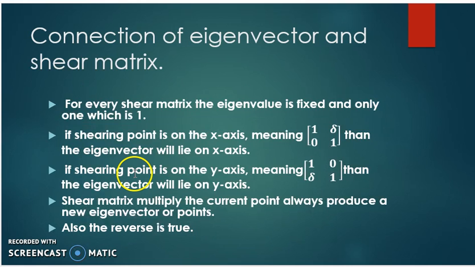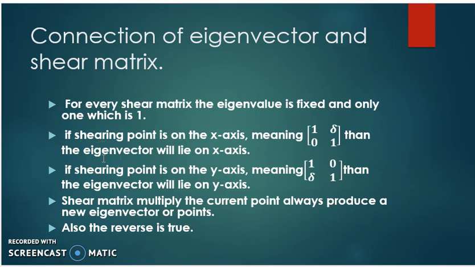So the main point is to find the connections, or the relevance, between eigenvectors and the shear matrix. The first point to be noted is that for every shear matrix, the eigenvalue is fixed and only one, which is 1. This is one connection. Always for a shear matrix, the eigenvalue is 1. There is no need to find any other eigenvalue for it. We cannot find any other.